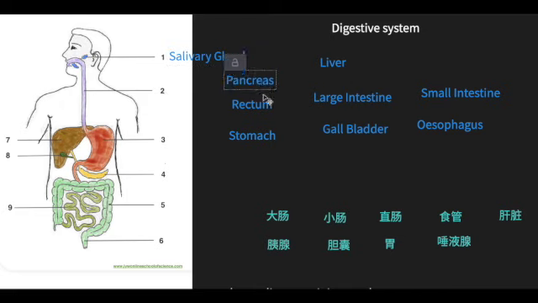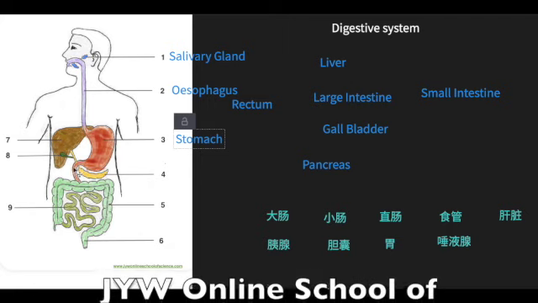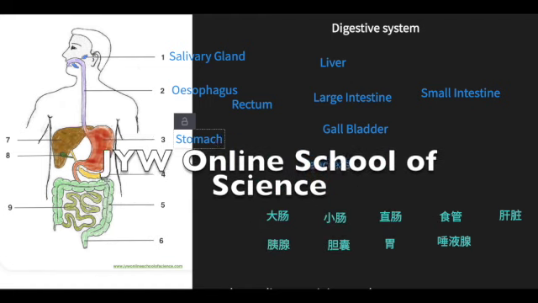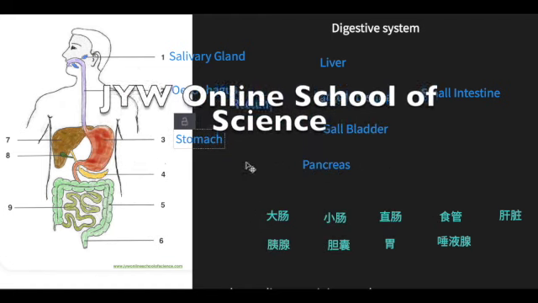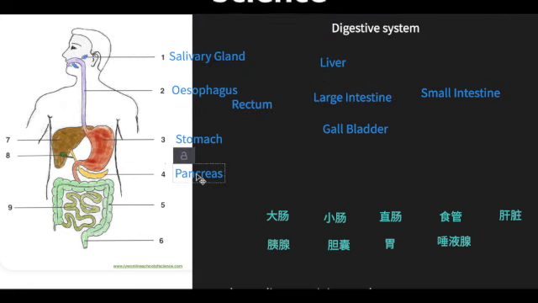The food pipe, in biological terms, is called the esophagus. Esophagus, the food pipe, and then it goes into the stomach. So that's the stomach, and then the food goes to the small intestines. Now before that, this one here, that's the pancreas. It will release enzymes to help digest food.